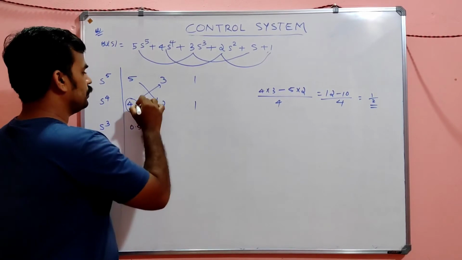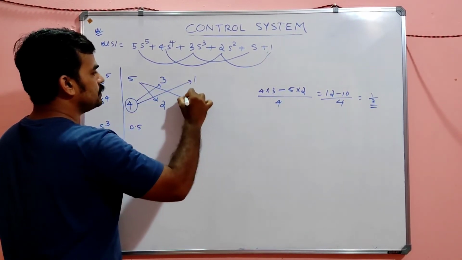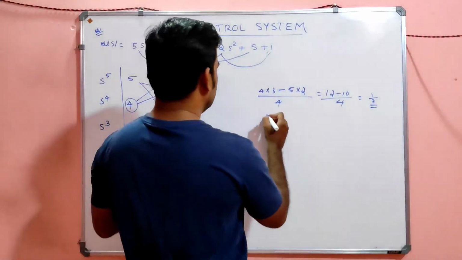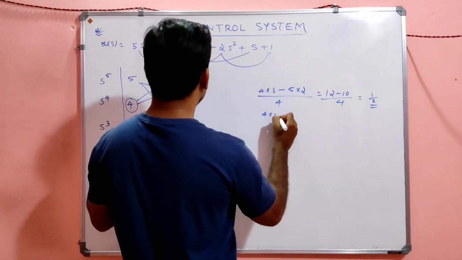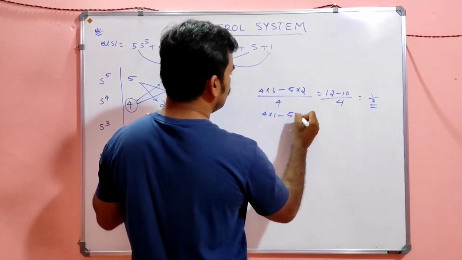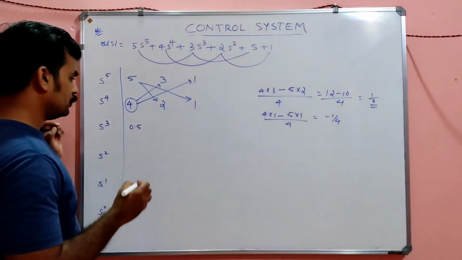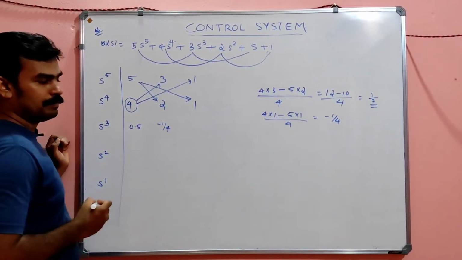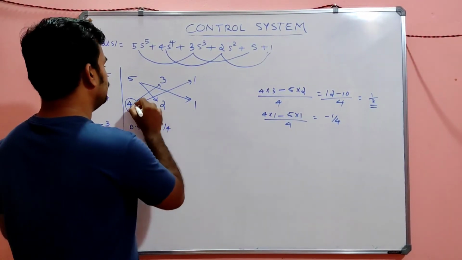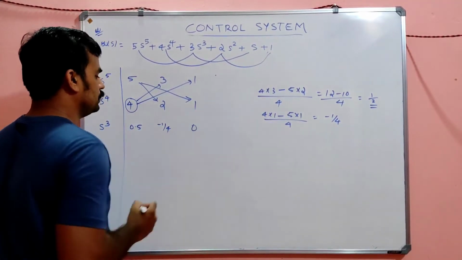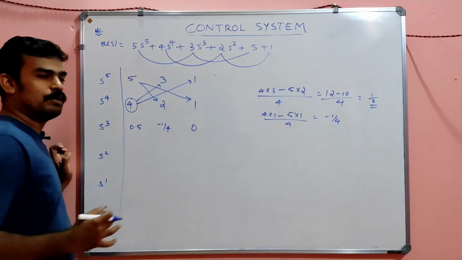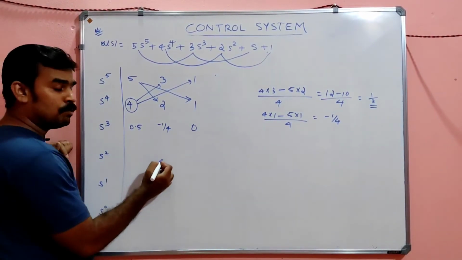For finding this number, just this into this minus this into this divided by this one. So it will become (4 into 1 minus 5 into 1) whole divided by 4, minus 1 by 4. Correct now? So it will become minus 1 by 4. For finding this number, there is nothing, my dear. This is 0, so simple, 0. So you got this row, right? Again, you have to calculate this row also.